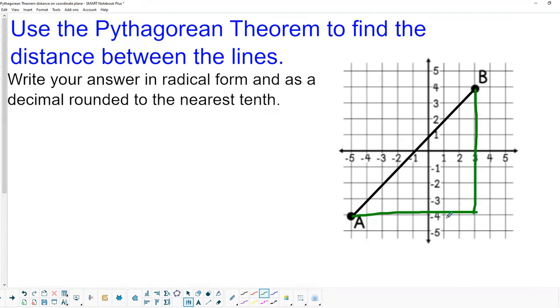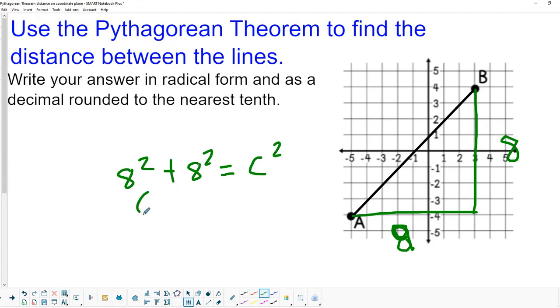And our base in this case is 7, and our height, hold on, let's just look. I meant to say 8, sorry. 8 across on the bottom and 8 up on the side. So our Pythagorean theorem is going to look like this: 8 squared plus 8 squared equals c squared, or 64 plus 64 equals c squared.